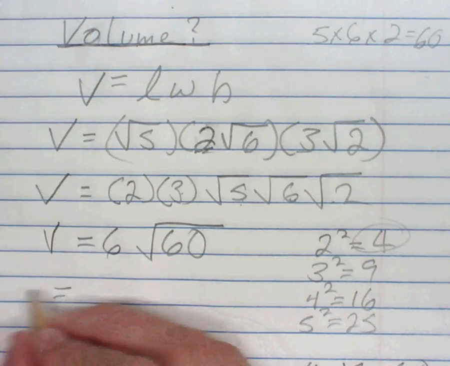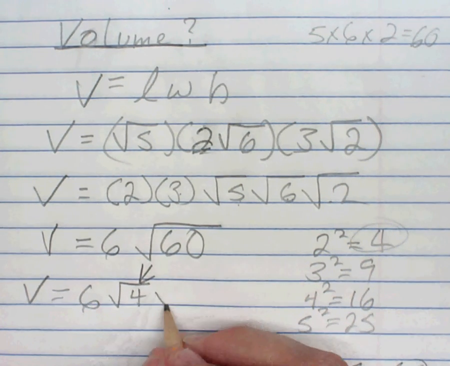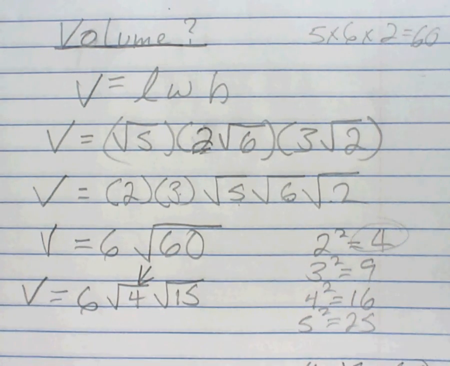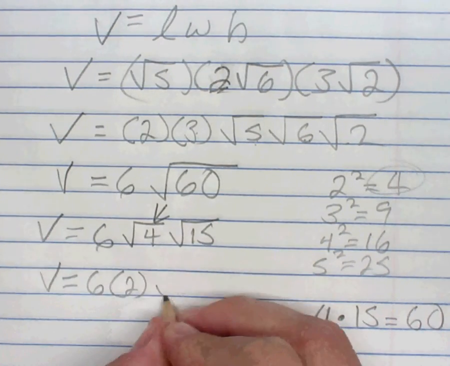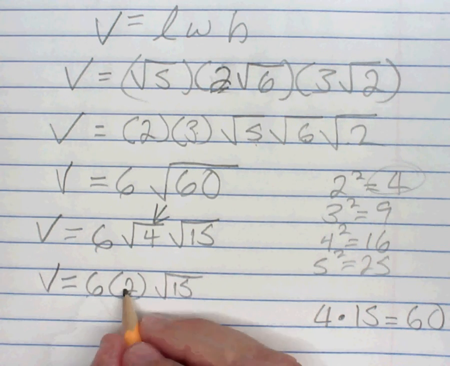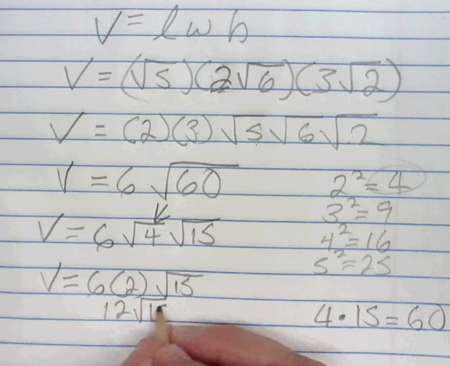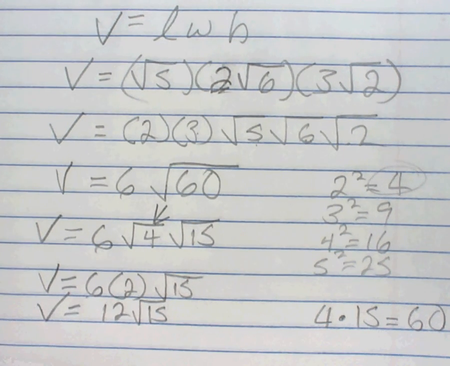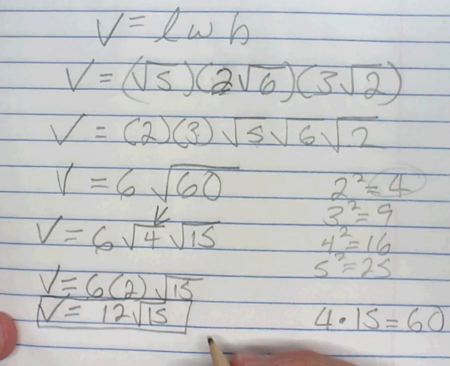So then I rewrite this as 6 times the square root of 4 times the square root of 15. Does that make sense? Okay. What's the square root of 4? 2. So I say 6 times 2 times the square root of 15. What's 2 times 6? 12. That's the answer. Units cubed.